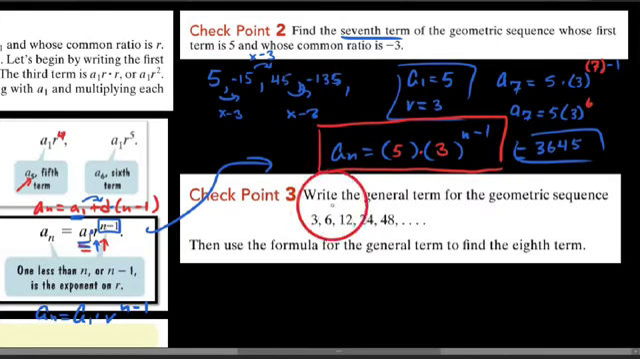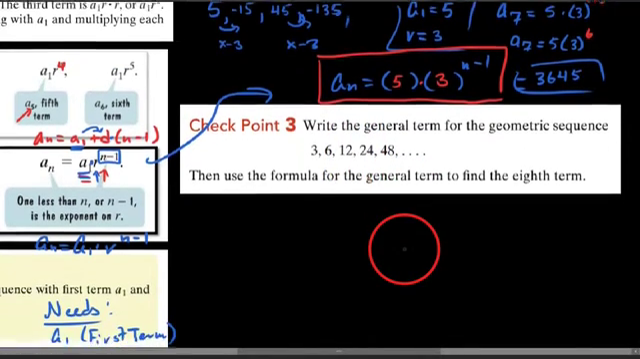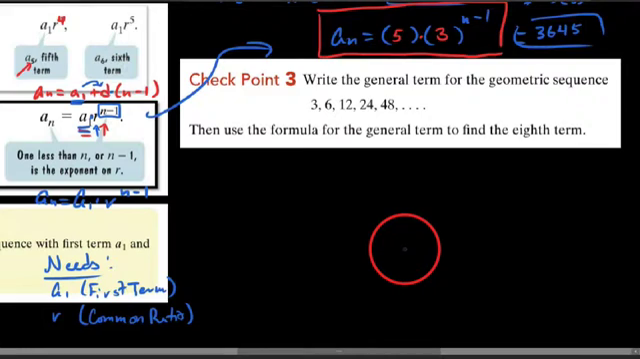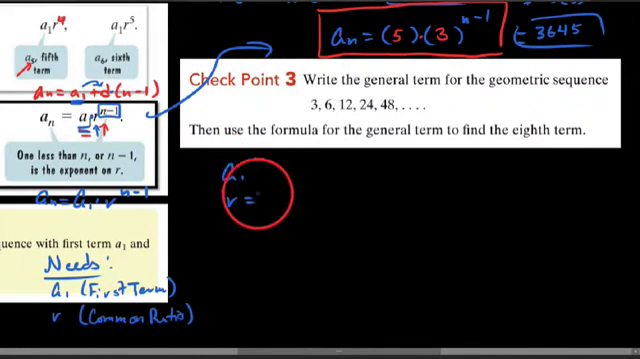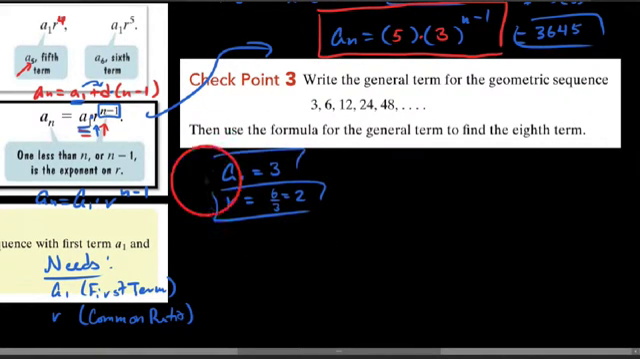So now, looking at checkpoint number 3, it says write the general term for the geometric sequence given by this, then use the formula to find the 8th term. So looking at these here, a little bit different, we're given the sequence. Again, all we need to know are a1 and our r. So a1 here, we could say a1 is just a value of 3, and then our r would be 6 over 3. Take 6 divided by the term before, we get 2. But we'd know our a1 and our r.